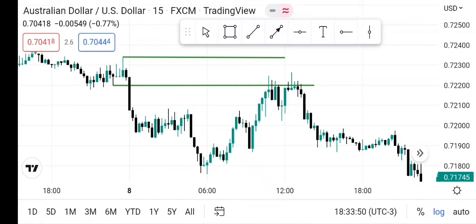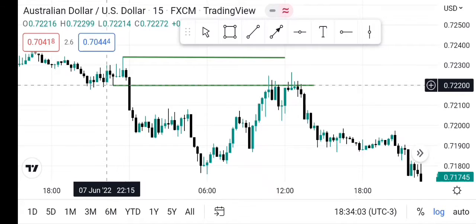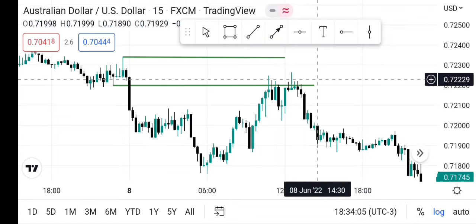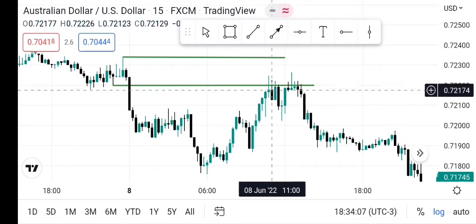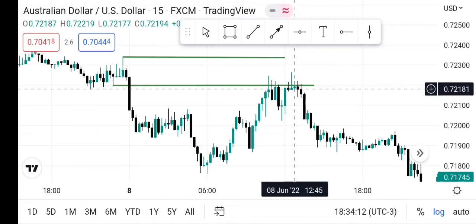Now, this concept is still the same concept as support and resistance, because right here you can see how this support turned into resistance here. See how price really reacted at that level.